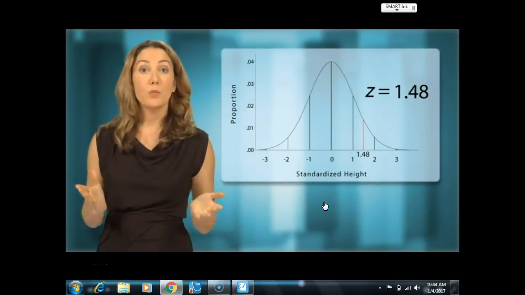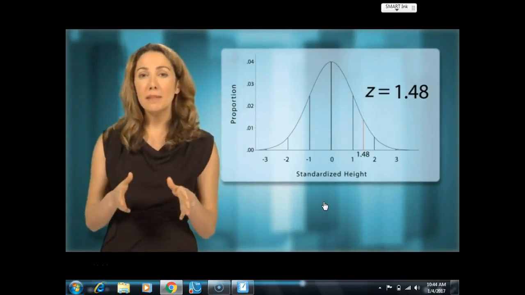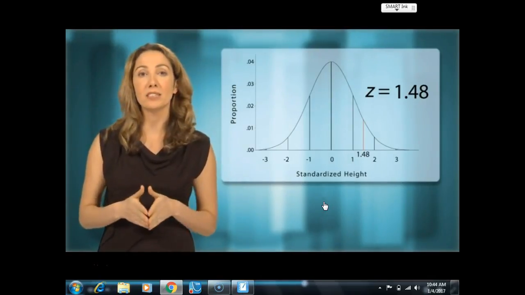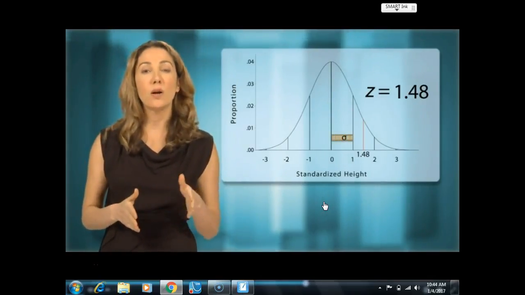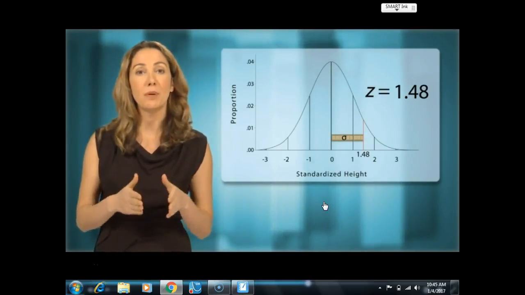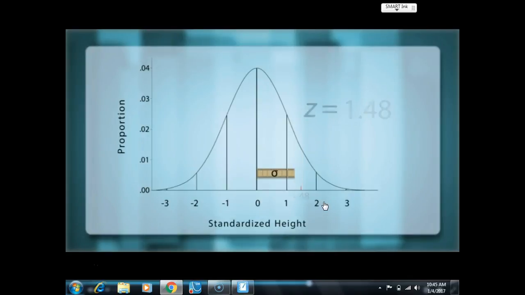Well, that's great, but what the heck does that mean? It means that a woman who just meets the minimum club requirement of 70 inches has a standardized height of 1.48, or 1.48 standard deviations above the mean. Z-scores can be negative too, if they represent an observation that is below the mean.